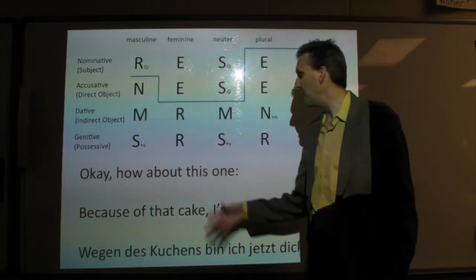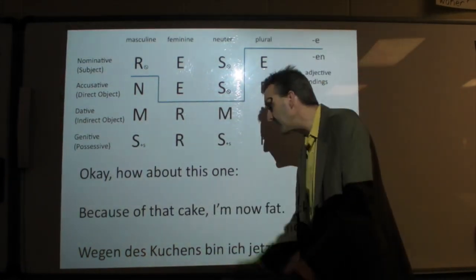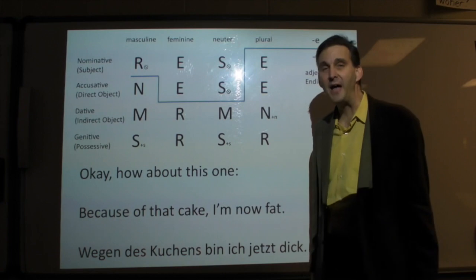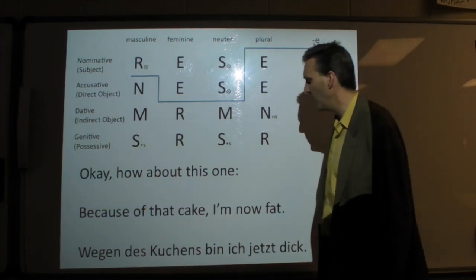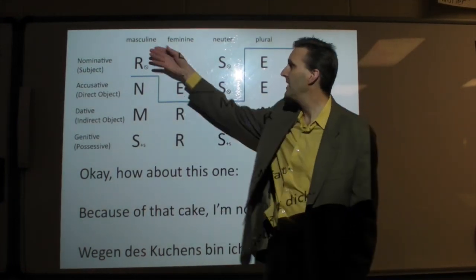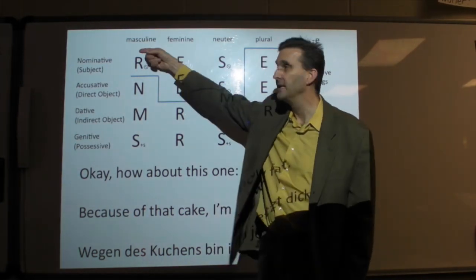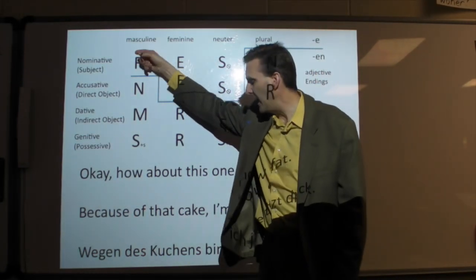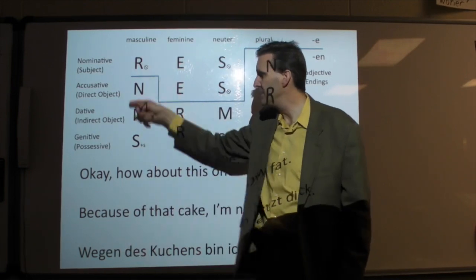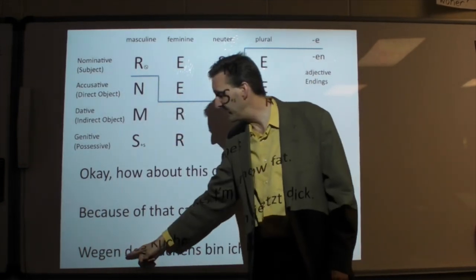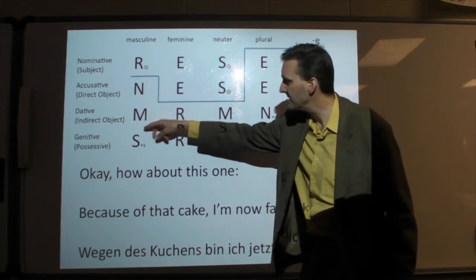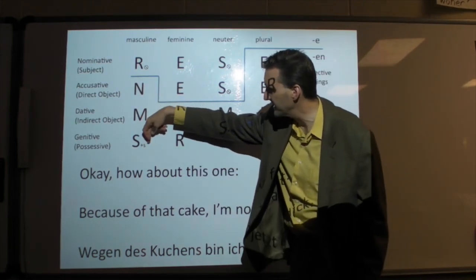Are we getting there? Great. How about this one? Oh, because of that cake, now I'm fat. Alright? So, cake is Kuchen, that's masculine. I should have asked you to guess on that one, but cake is masculine. And wegen is genitive. So, wegen is because of. And that puts us here with the S and the other S.